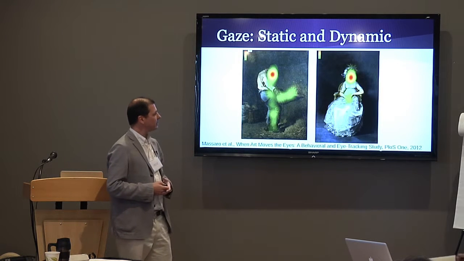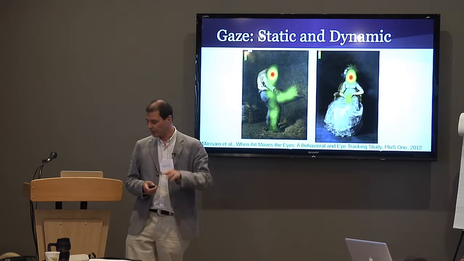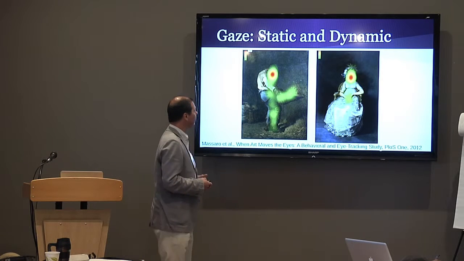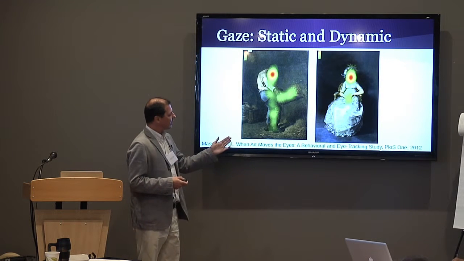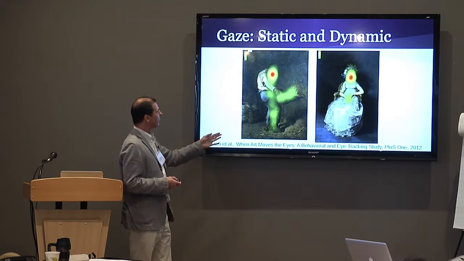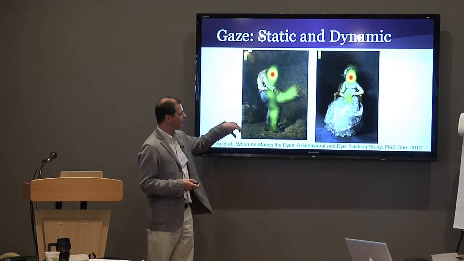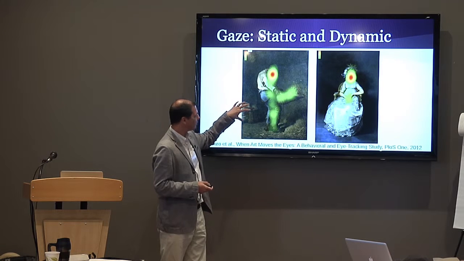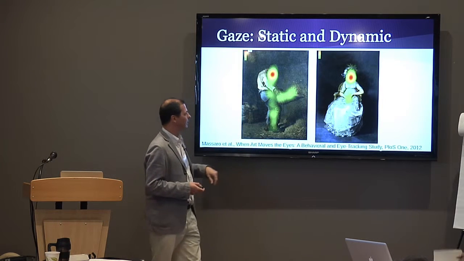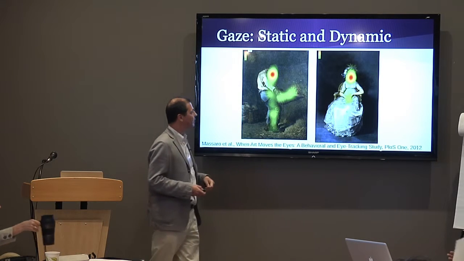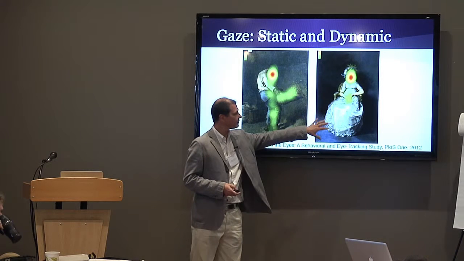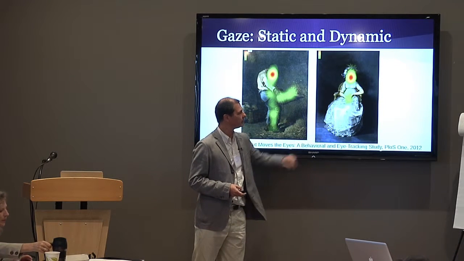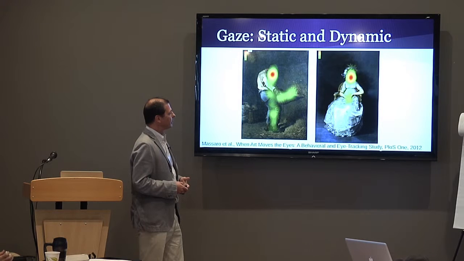So let's look at just where we look when we're looking at an image. The image on the left, and this comes from Massaro et al., is actually a moving image. It's a static image of something that's moving, someone who's involved in an action. And here's a static image of someone who's just sitting. And you see that we look at it differently.